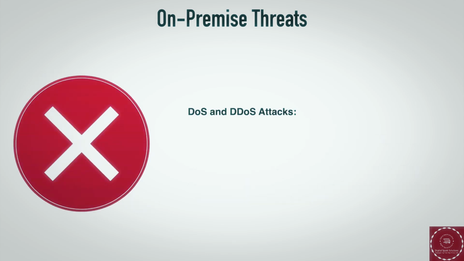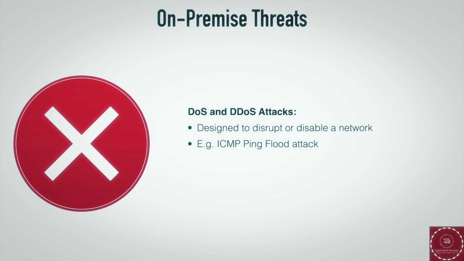We also have denial of service and distributed denial of service, also known as DoS and DDoS attacks. These attacks are specifically designed to disrupt or completely disable a network by flooding them with unwanted traffic. There are many ways that this is typically accomplished, and one of the common ways is through an ICMP ping flood attack, where an attacker would try to overwhelm a target with echo request packets.